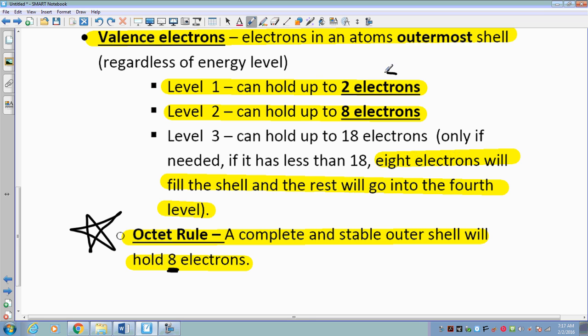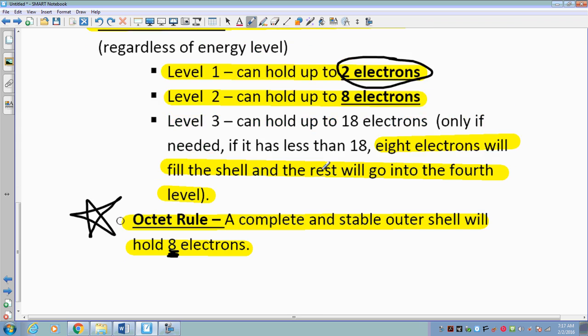The only exception to that is the very first elements on the periodic table. Level 1 is filled with 2. Every other energy level after that is filled with 8 electrons. All right. So the first energy level holds 2. This is the only exception to the rule. Every other energy level fills with 8.